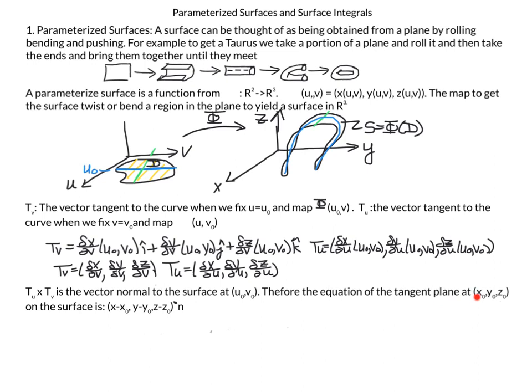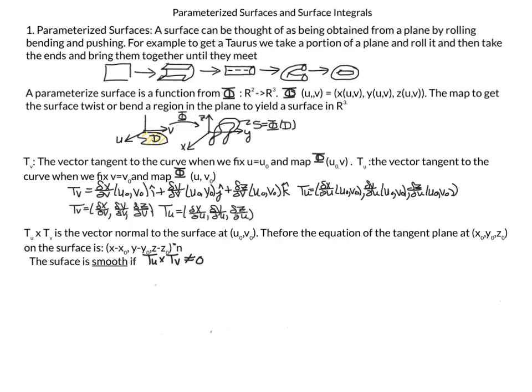Therefore, the equation of the tangent plane is going to be (x minus x naught, y minus y naught, z minus z naught) dot n, our normal vector, which is Tu cross Tv. And one last theorem, the surface is smooth if Tu cross Tv does not equal 0.